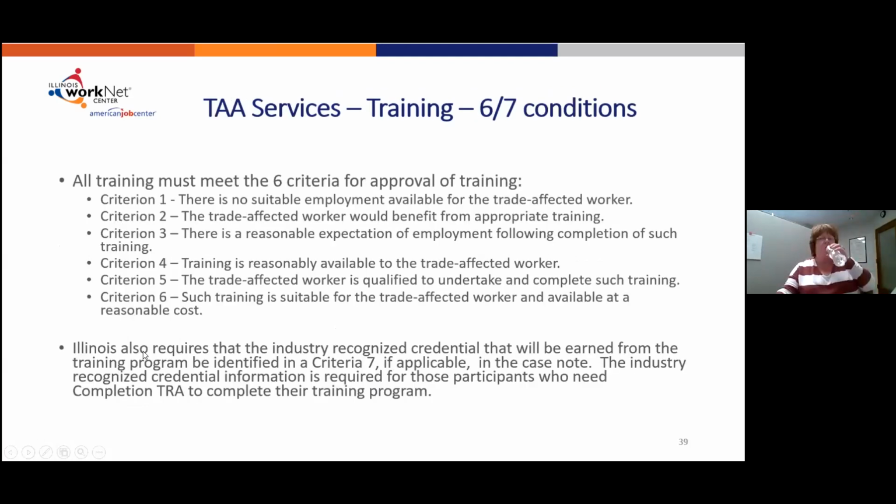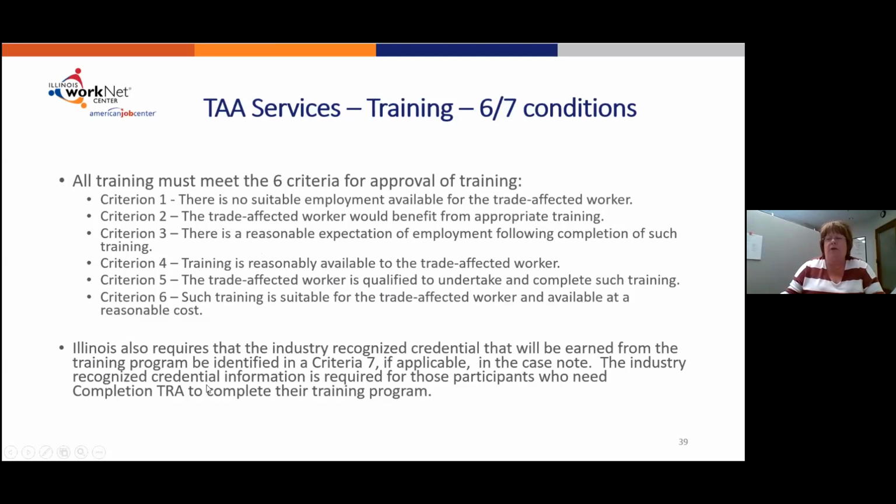As I said, under training, there are 6 criteria that must be met for approval of the training program per the trade regulations. Criterion 1, there is no suitable employment available for the trade affected worker. Criterion 2, the trade affected worker would benefit from the appropriate training. 3, there's a reasonable expectation of employment following the completion of such training. And number 4, training is reasonably available to the trade affected worker. 5, the trade affected worker is qualified to undertake and complete such training. And 6, such training is suitable for the trade affected worker and available at a reasonable cost.